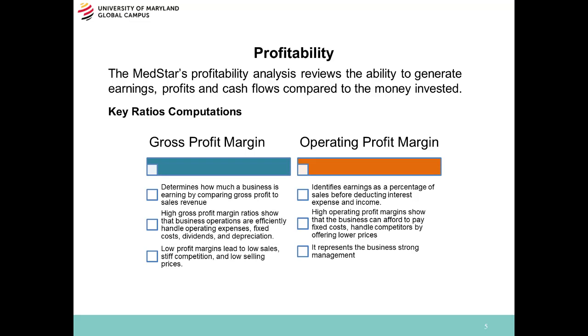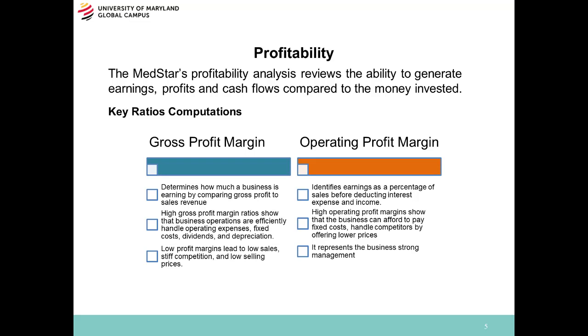A high gross profit margin ratio means the business can efficiently handle its operations, while a low profit margin can lead to low sales and stiff competition. Operating profit margins show earnings as a percentage of sales before deducting interest, expense, and income. A high operating profit margin means the business can afford to pay fixed costs and handle competitors. Net profit margins represent a business's performance after deducting all expenses, including taxes and interest.